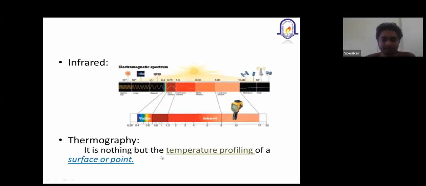It is nothing but the temperature profiling of a surface or a point. You already know what profiling means, as you have learned that in survey. What is profiling? Profiling of contour. There you used the profile of contour, and now here you use the profile for temperature. Understood? When the radiation is detected by the instrument, it will make a thermal map.